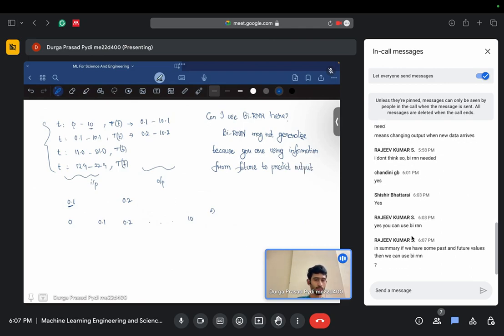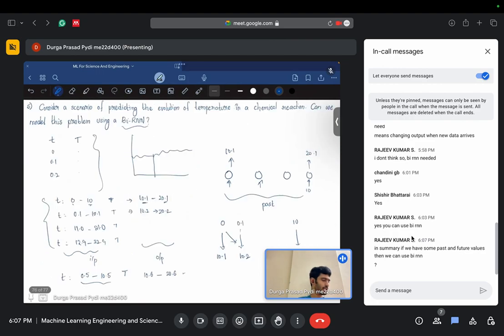In summary, if we have past and future values, then we can use bi-RNN. Just to put it in summary, if you want to use bi-RNN, all you need to ensure is that when you are predicting the value of a given output, it should only use the past values. That is for the scenario when you are using time as your input.